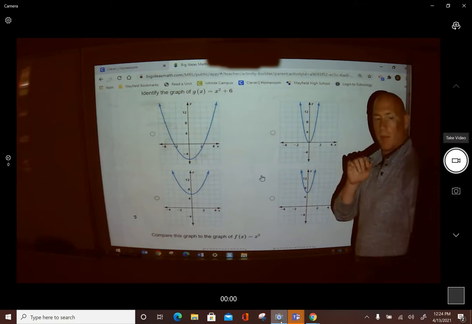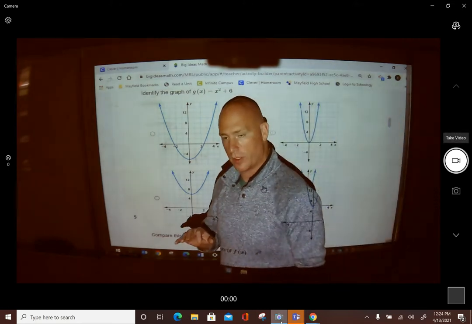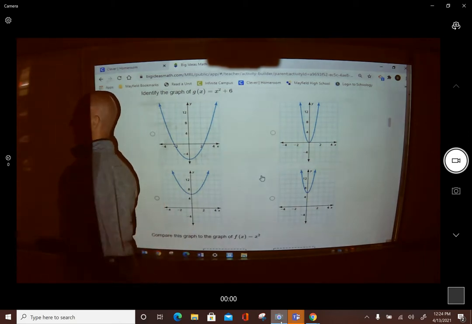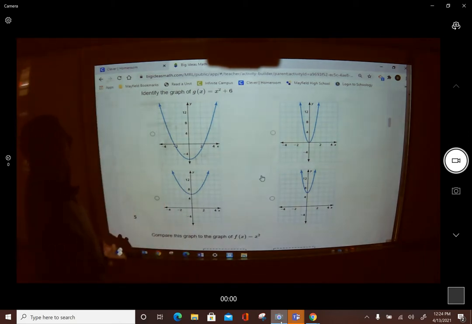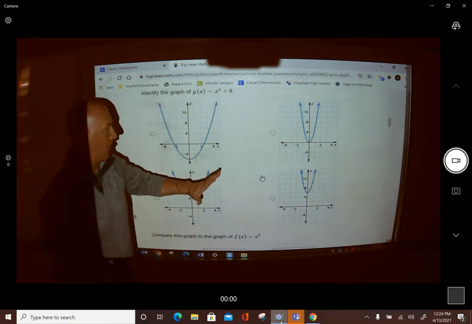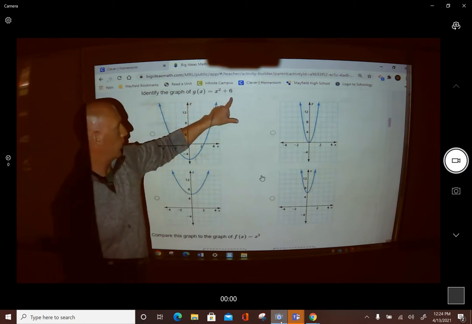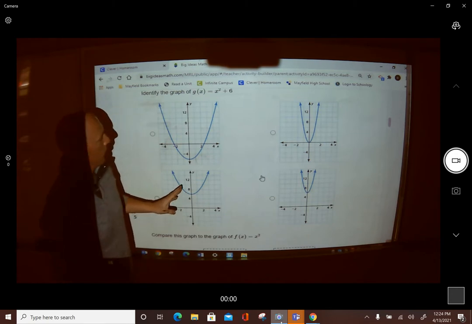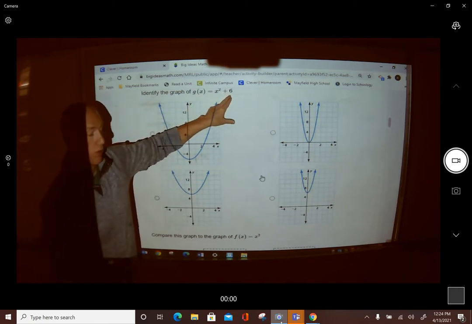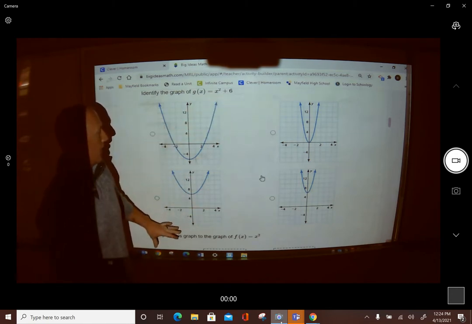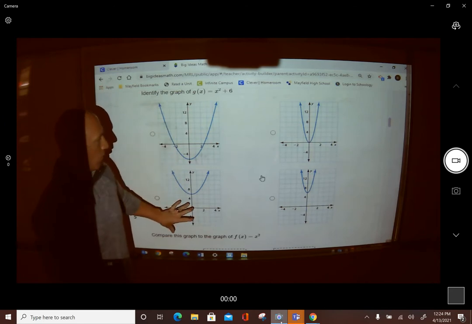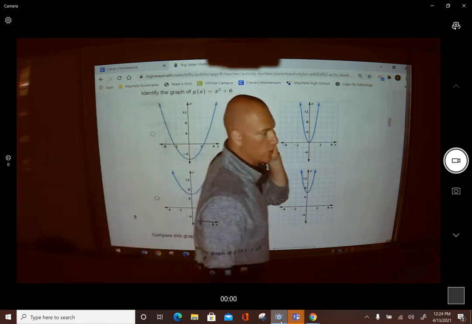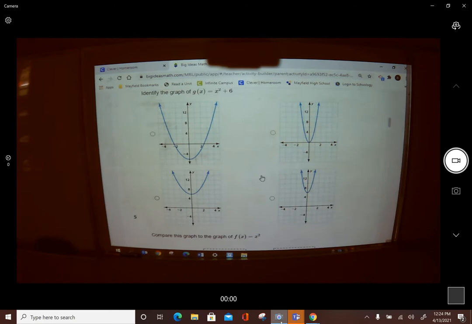Hey guys, this is going to be number 5 and number 9 on your homework. So we're going to talk about a couple concepts here. First, all we have to do is identify the graph. Of x squared plus 6, it's squared, so we know we're going to have a U shape. Now I want to focus in on what this plus 6 does, and we'll get there in a second. But to identify the graph, the first thing you're going to want to do is just graph it on Desmos.